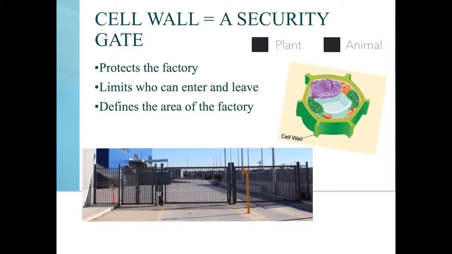Let's begin with the cell wall. The cell wall is like a security gate. It protects the factory, limits who can enter and leave, and defines the area of the factory. Just like in a plant cell, the cell wall limits and protects the plant cell.